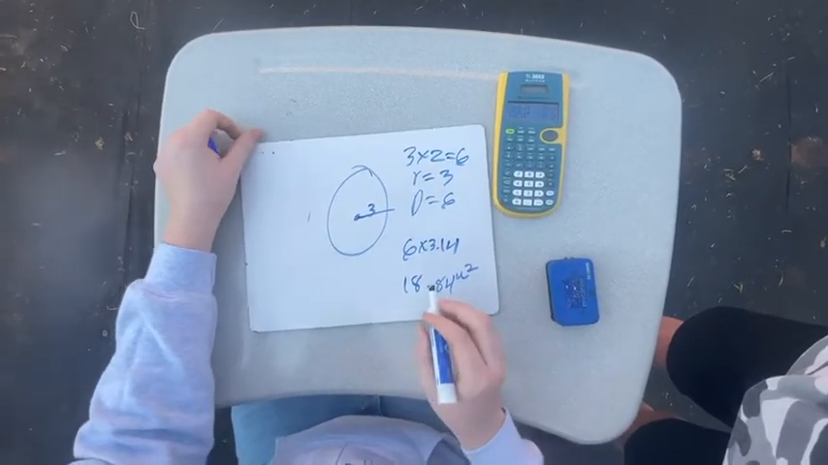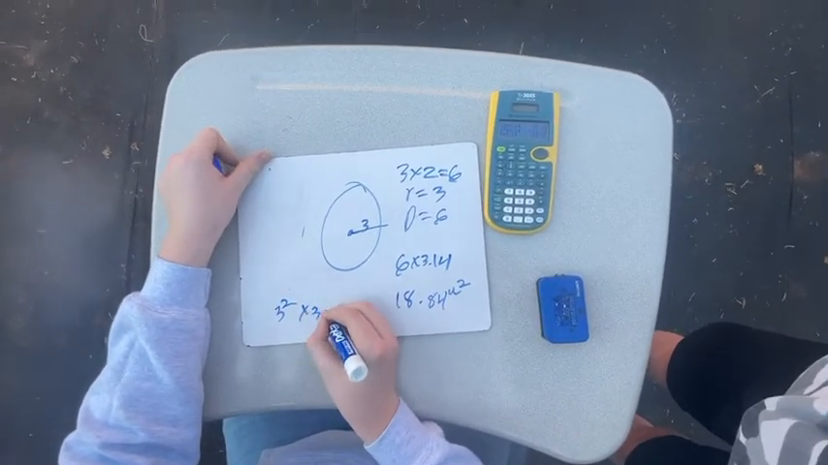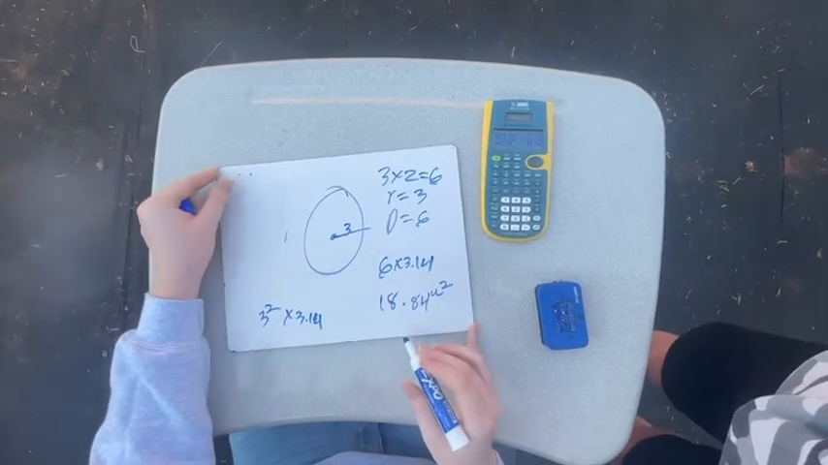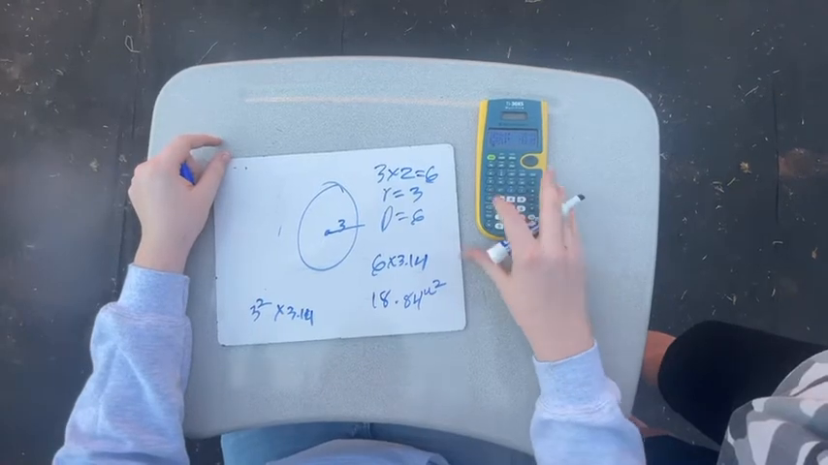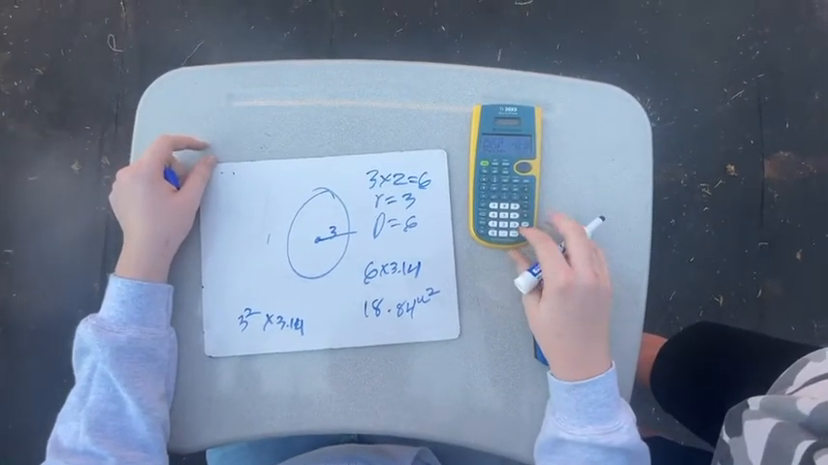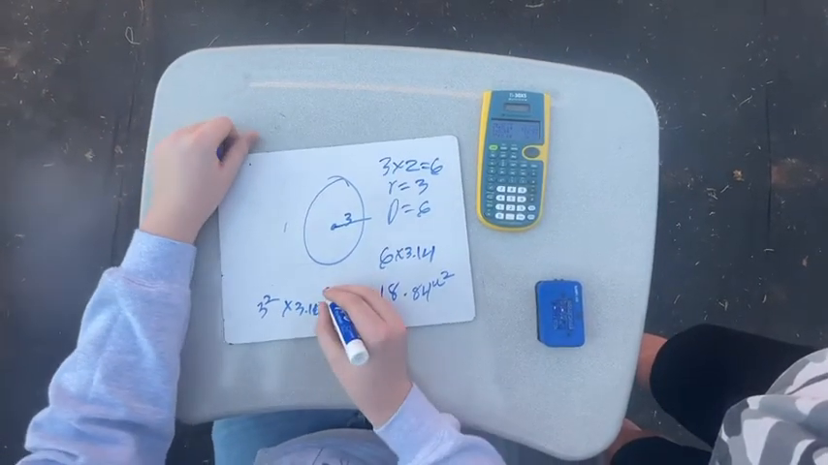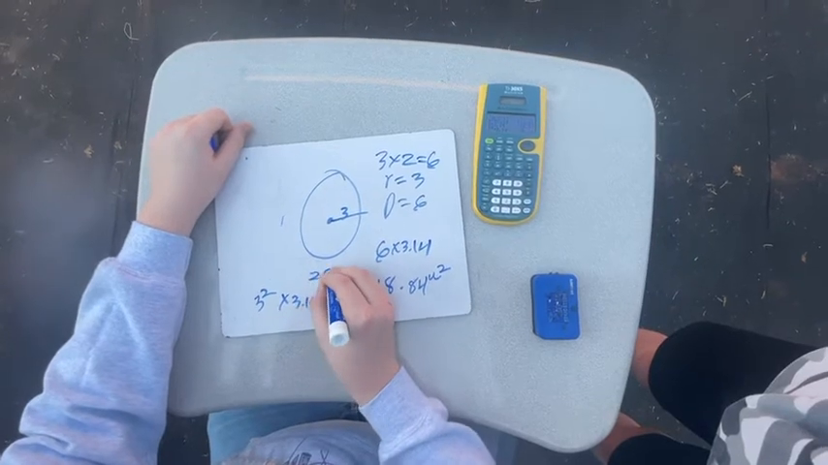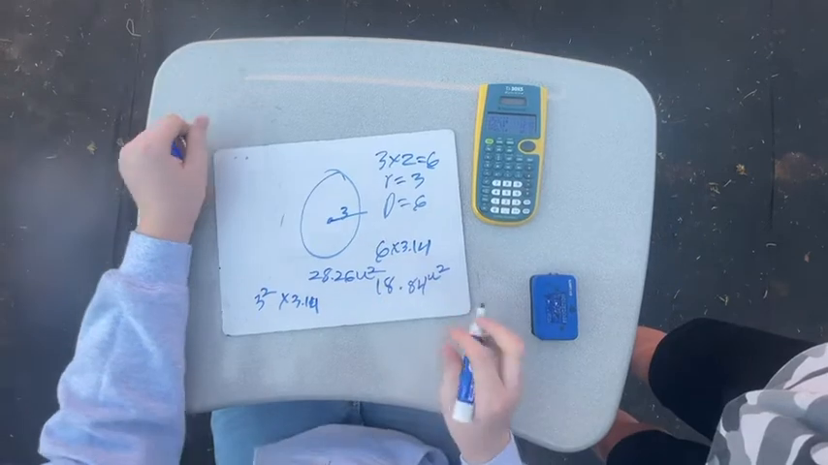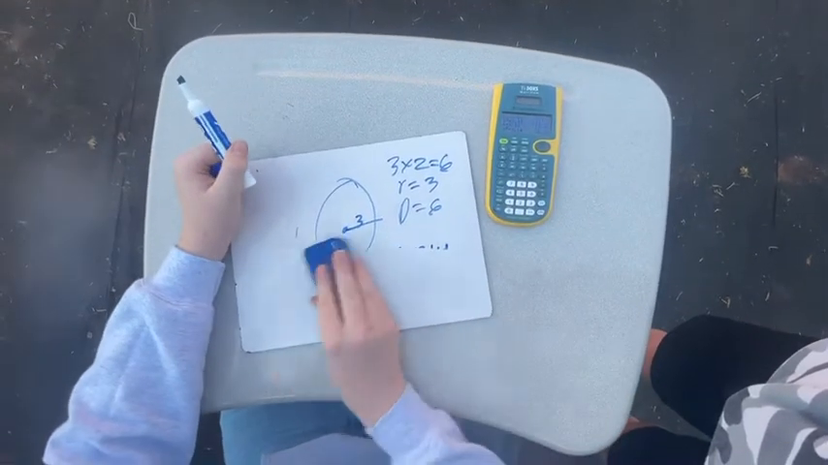Then you do 3 squared times 3.14, and that comes out being 28.26 units squared. And that is another example of circumference and area.